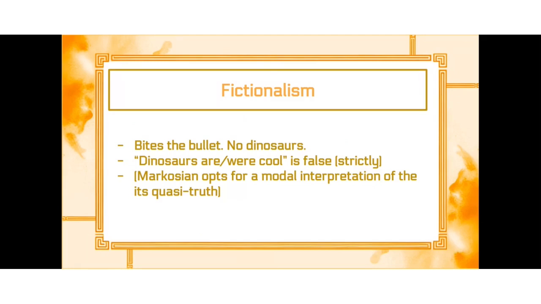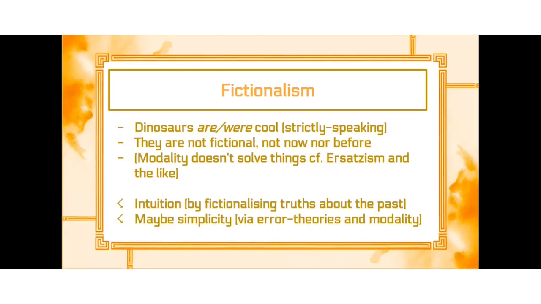Markosian specifically is going to opt for more sort of a modal interpretation of this, which makes it slightly more believable, but I still think wrong and sort of damaging for simplicity and intuitiveness. So he's going to say dinosaurs were cool, you know, that's strictly speaking false, right? Because they're fictional. He's going to specifically say that we should think of it the same way we think about possibility. It's not actual, but there's some truth we can get out of it. But, you know, maybe this isn't strictly speaking true.